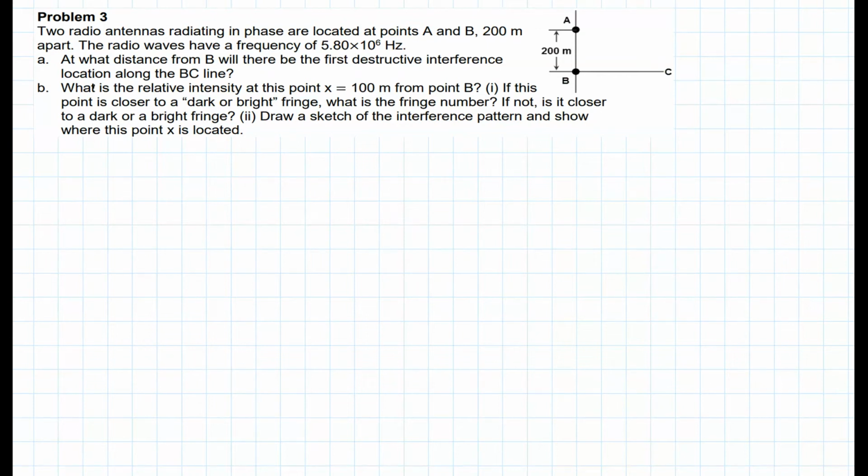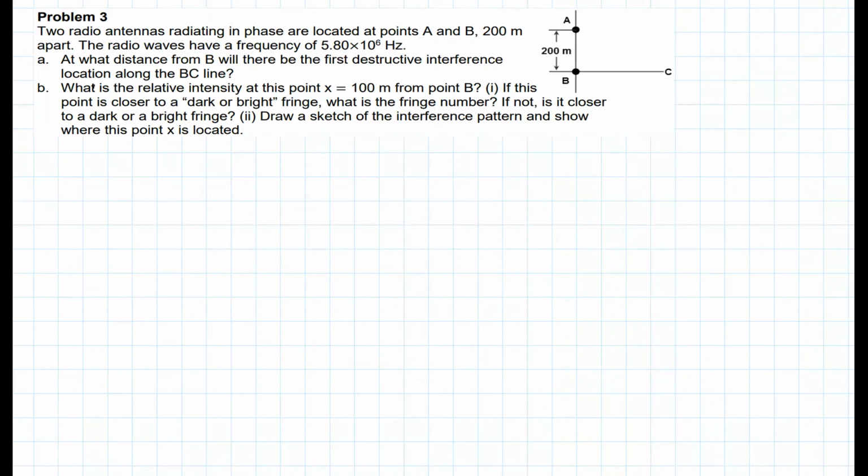Problem 3. Two radio antennas radiating in phase are located at points A and B, 200 meters apart. The radio waves have a frequency of 5.8 times 10 to the 6 Hz. A. At what distance from B will there be the first destructive interference location along the BC line? B. What is the relative intensity at the point x equals 100 meters from point B?